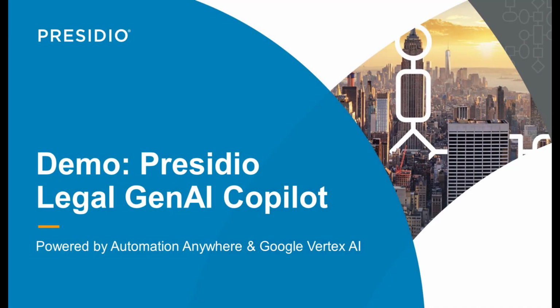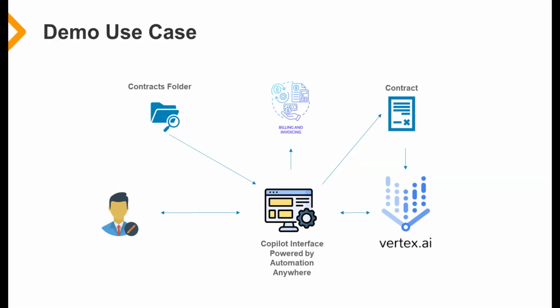So in this demo, we are going to see how we can build a Copilot based on generative AI that can help legal professionals in analyzing and reviewing different legal documents. And in this case, we are going to use contracts.